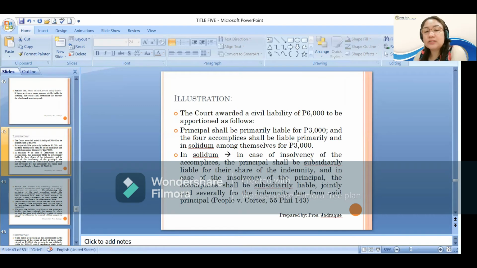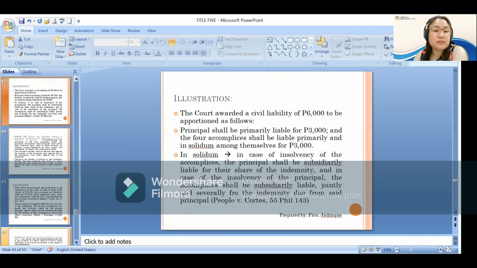Example, the court awarded a civil liability of 6,000 to the offended party, and it has to be apportioned as follows. Now, take note that it made mention of principal, it made mention of accomplice. In other words, as far as the civil aspect is concerned, it is also prorated. Remember that in the criminal aspect, if they are found guilty beyond reasonable doubt of the crime they commit, the penalty of the principal is higher than that of the accomplice and the accessory.